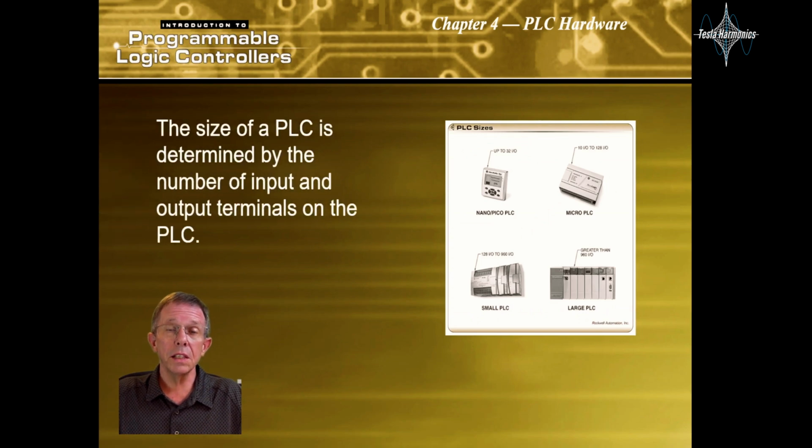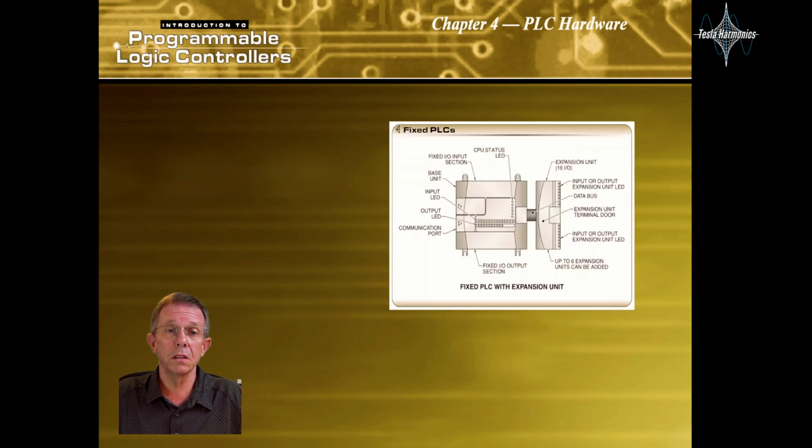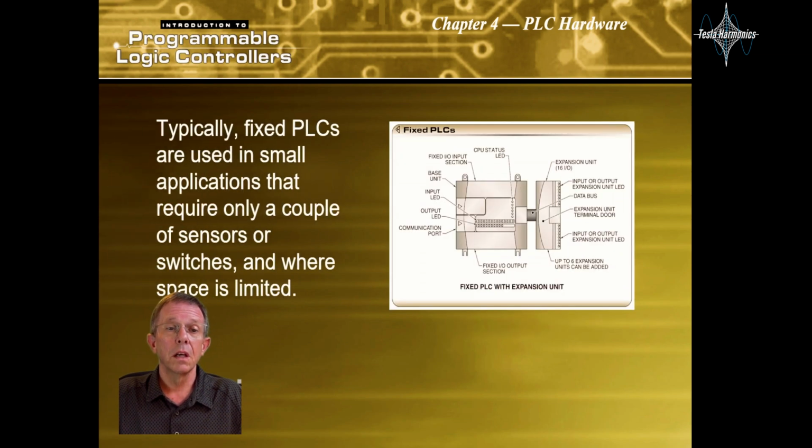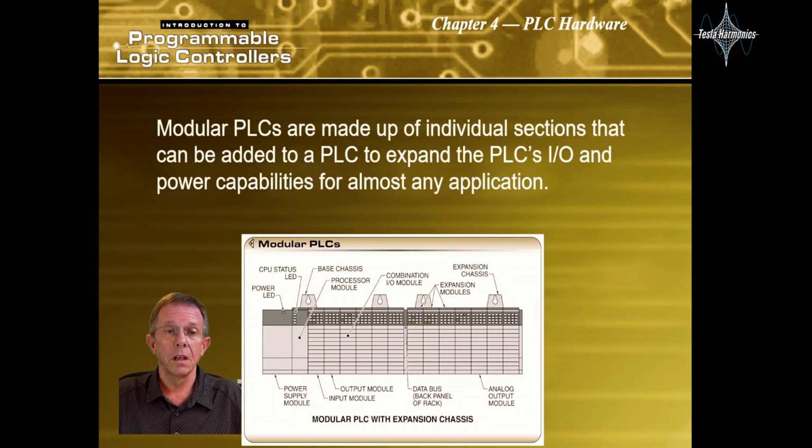The size of a PLC is determined by the number of input and output terminals on the PLC. Typically, fixed PLCs are used in small applications that require only a couple of sensors or switches and where space is limited. Modular PLCs are made up of individual sections that can be added to a PLC to expand the PLC's input, output, and power capabilities for almost any application.